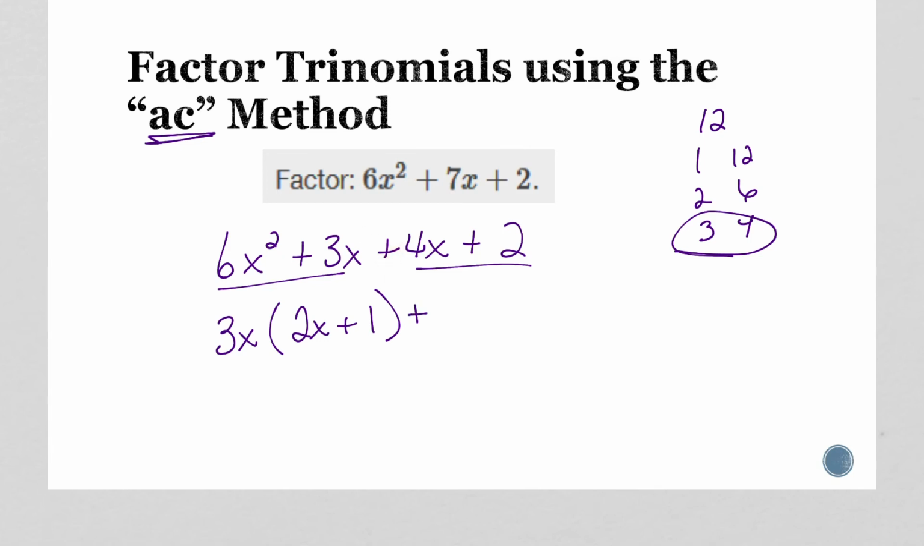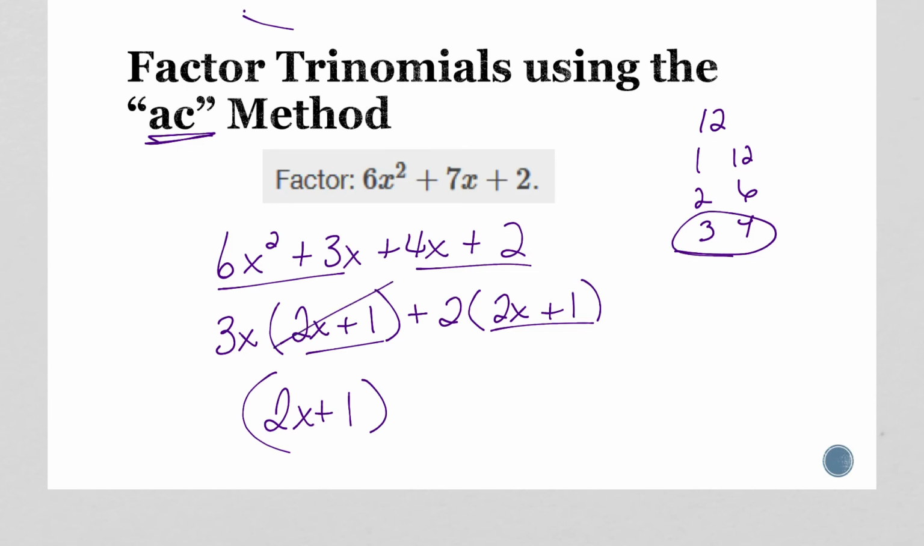What do these two terms have in common? They have 2 in common. What times 2 would give you 4x? 2x. And what times 2 would give you 2? And that's 1. Okay? So now we're going to factor out, because this matches that perfectly. That's what we wanted. Factor out your 2x plus 1. That means they both go away. And what are you left with? 3x plus 2. Ta-da! We're done.